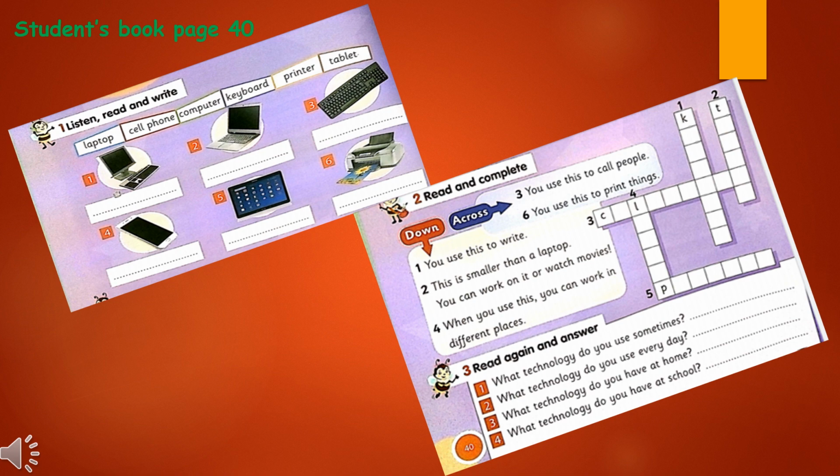Number 1, you can use it to write on the computer. What is it? Keyboard. Yes, number 1, keyboard. You will write keyboard, each letter in a box or each letter in a square.